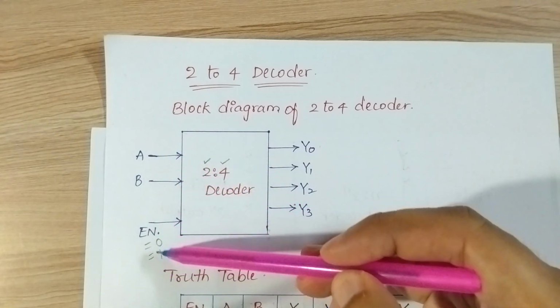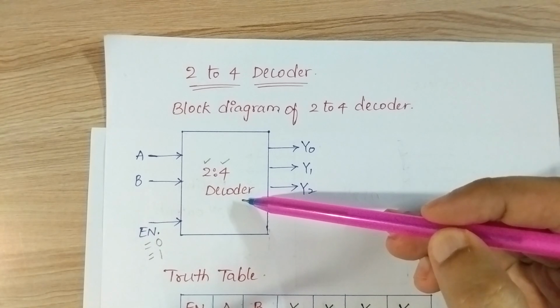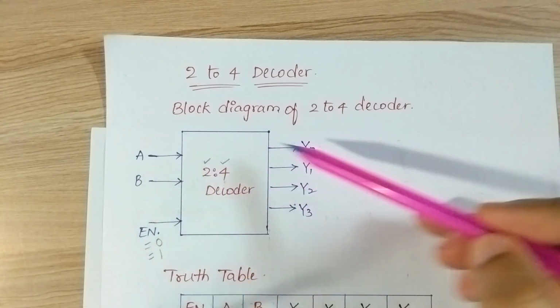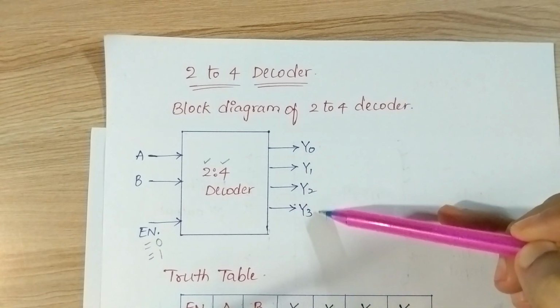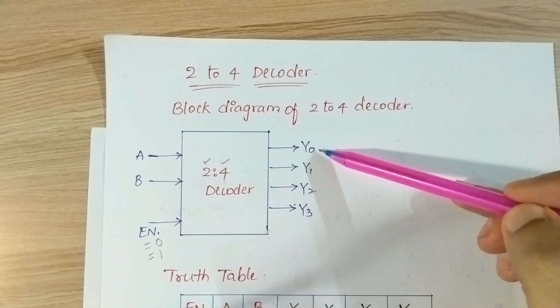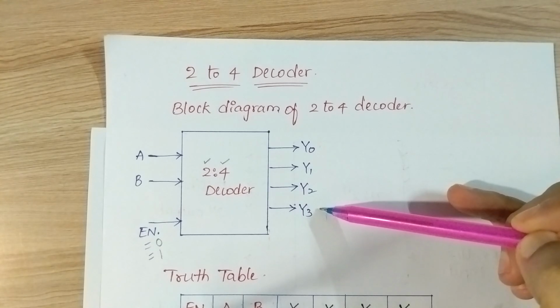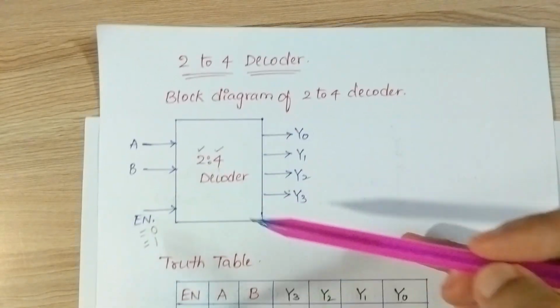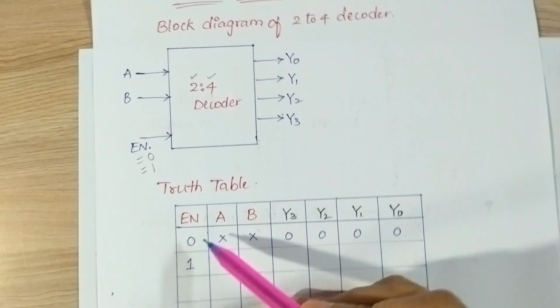When the enable pin is equal to 1, this decoder works normally and it converts these two inputs into four possible outputs. And remember, among these four possible outputs, only one output will get active at a time based on the input combination. Let us see the truth table of a decoder.